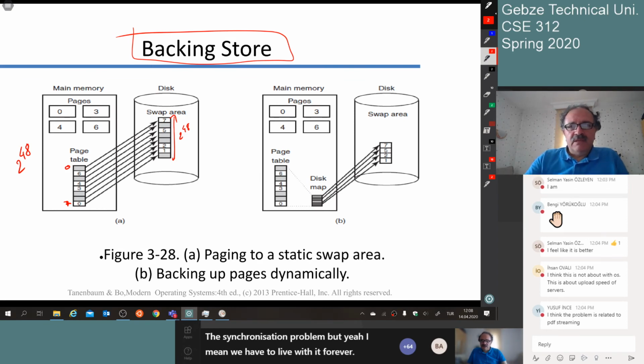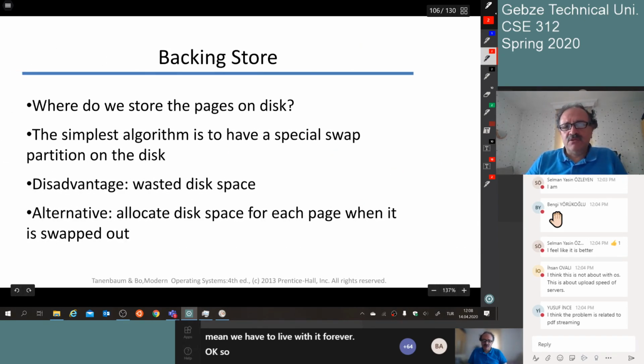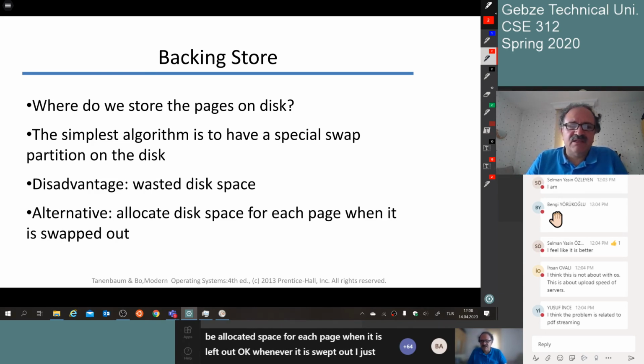Okay, so that's the idea of backing store. The simplest algorithm is to have a special swap partition on disk. The alternative would be to allocate the space for each page when it is swapped out. Whenever it is swapped out, I just write it to that position.